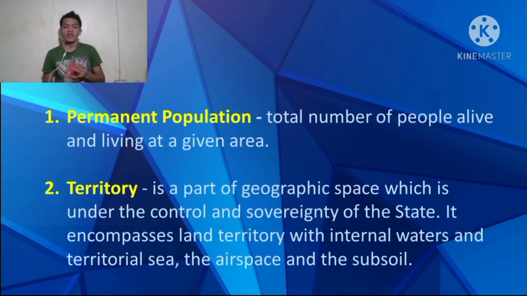Next is the territory. Territory is a part of geographic space which is under the control and sovereignty of the state. It encompasses land territory with internal waters and territorial sea, the airspace, and the subsoil. So when we say territory, it is geographic space, land, or water that is acquired and controlled by the government. So that is territory.